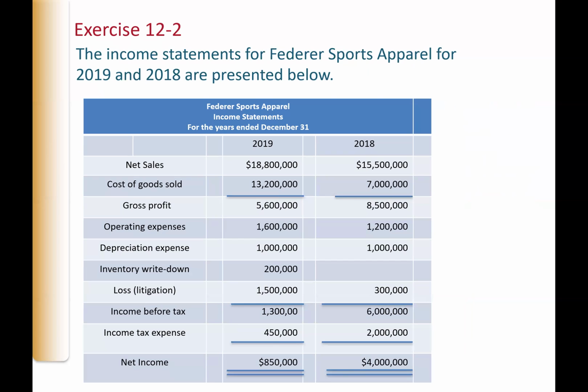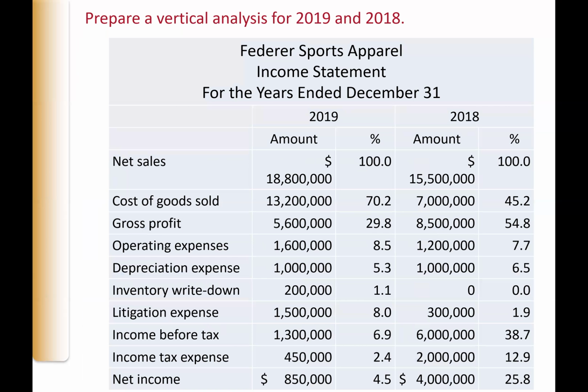So if we look at this exercise, we have the Federer Sports Apparel, and we have all the figures, and the goal is to do a vertical analysis. So the way we would do that vertical analysis is our sales would be at 100%. So for 2019, we would have the sales figure at 100%, same with 2018, sales at 100, and then all figures would be related to those sales.